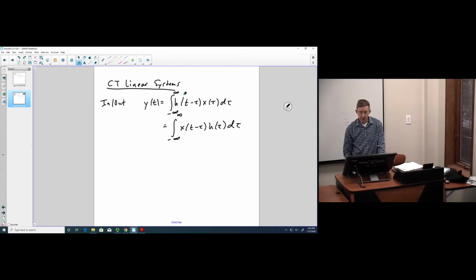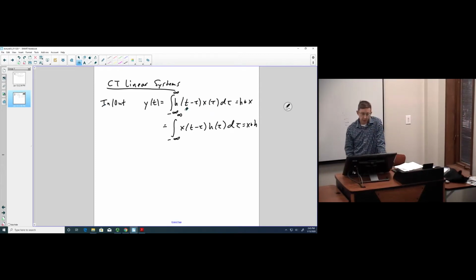We get tired of writing down this integral, so we give it a shorthand. We would call this h convolved with x. We use that star notation. This integral here we would say is x convolved with h. Convolution is commutative, it doesn't matter which order you do it, you get the exact same answer. So that's what we call the convolution integral.